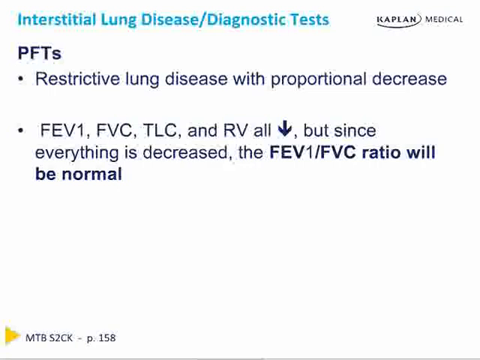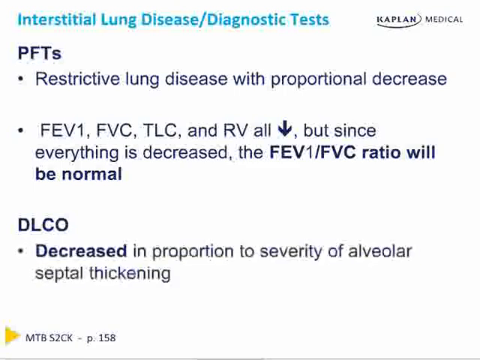If you think back to our previous lecture, we remember that the FEV1 to FVC ratio was decreased in obstructive lung disease. In addition, the diffusion capacity is going to be decreased in proportion to the severity of the alveolar septal thickening. These patients have diffusion capacity restriction and they do not diffuse oxygen as well across their membranes as patients with normal lungs. This is responsible for a large degree of the hypoxia experienced by these patients.